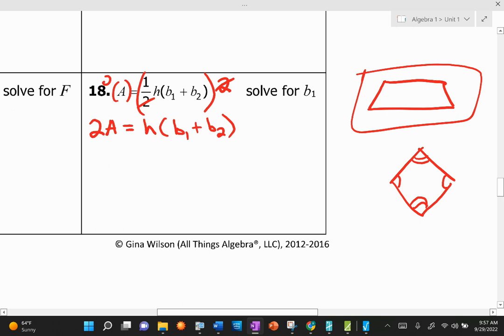Now, how do we continue to get b1 by itself? Perfect. We're going to divide by h. Okay, so I'll use a different color. Yes.